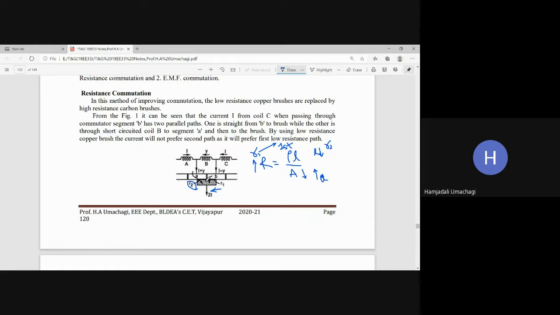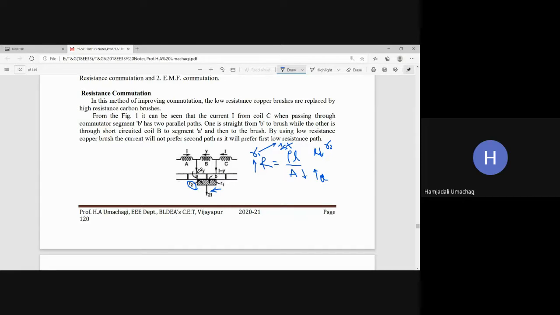So if I use carbon brush, it is characterized by high resistance, and we make use of the formula R is equal to rho L by A. As and when the brush moves in this direction, the contact area of the brush with respect to the segment will be less, so automatically the resistance will be high. That resistance is nothing but R1. So resistance R1 is high, because carbon is characterized by a high resistance path. Whereas on the other side, resistance R2 is less. Because of that, the current will now choose the second path.